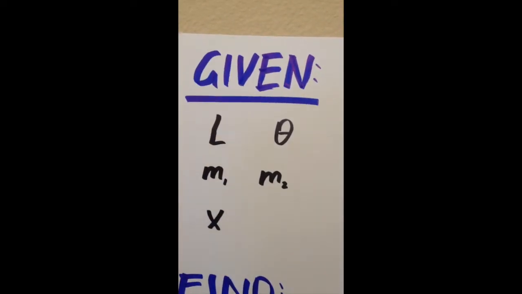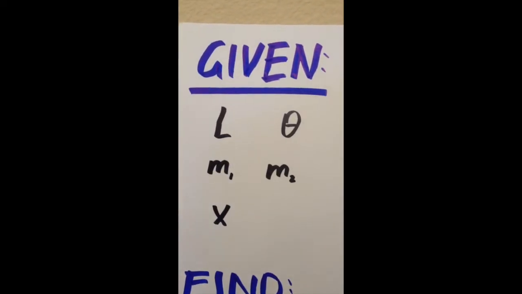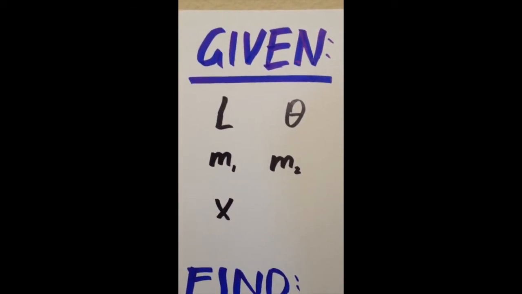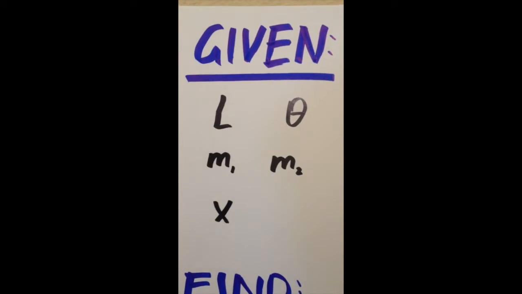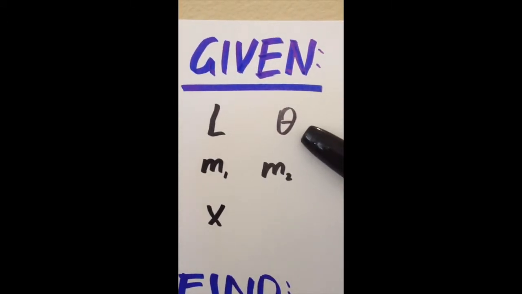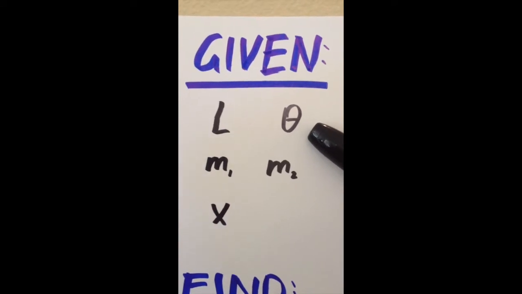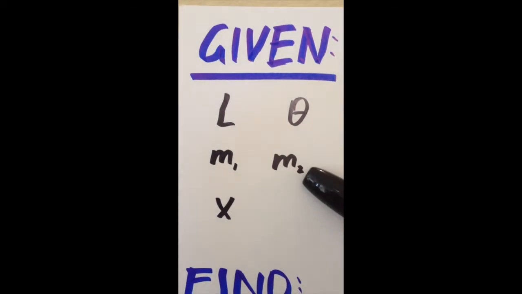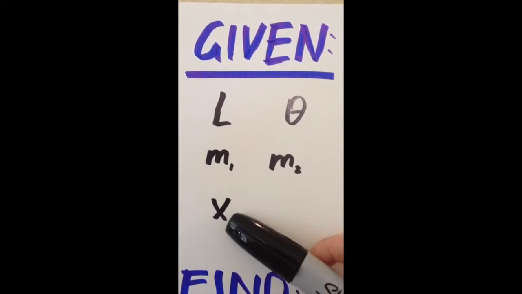Now we need to identify the givens. In this particular problem, they did not give us a set of numerical values, but instead they gave us variables. They gave us L, the length of the ladder, theta, the angle that the ladder was leaning against the wall, the mass of the ladder, the mass of the man, and how far the man was up the ladder.